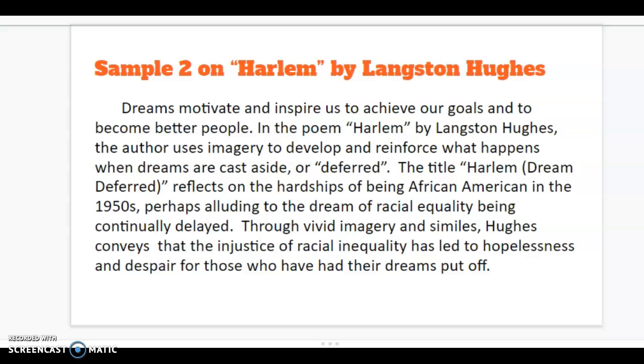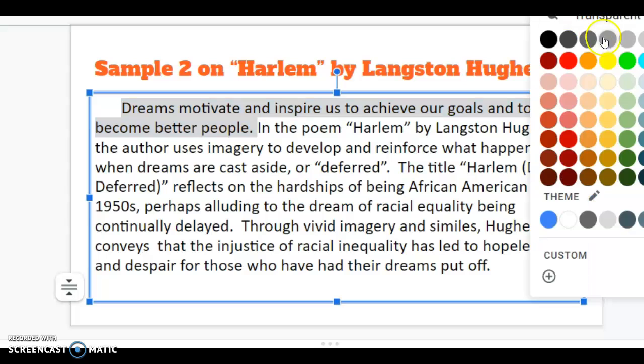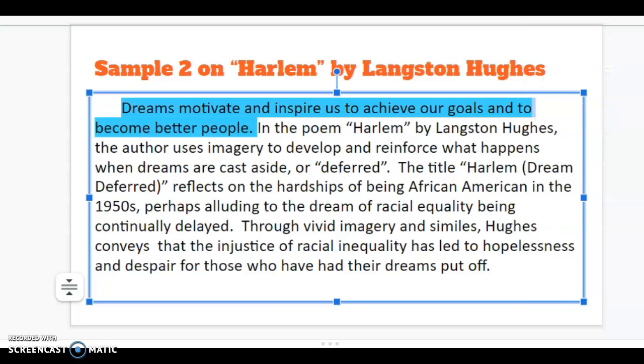Okay, my second example is from Harlem by Langston Hughes, or based on that poem. I took part of this from Miss Kelly. She had written a sample, so I want to give her some cred, and then I added some of my own. So the first sentence is hers, and she was trying to do a more attention-grabbing hook that relates to the full audience. So it says, dreams motivate and inspire us to achieve our goals to become better people. So that was the hook. That was that blue section.